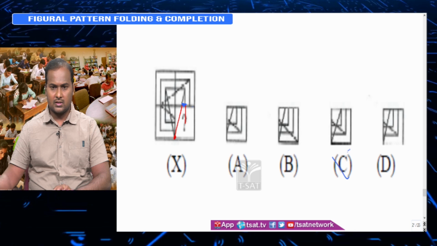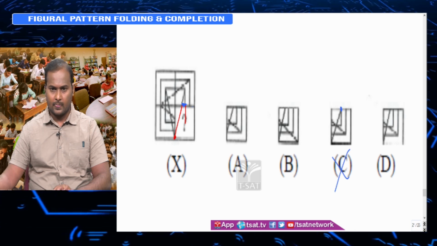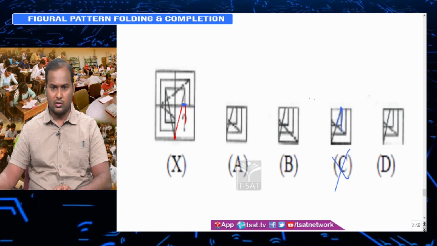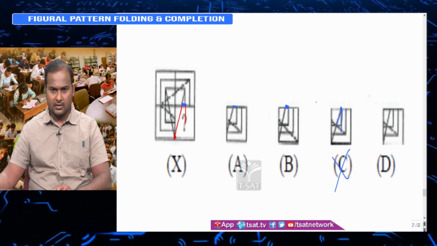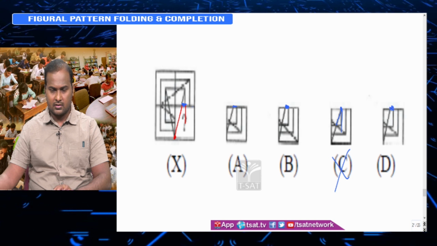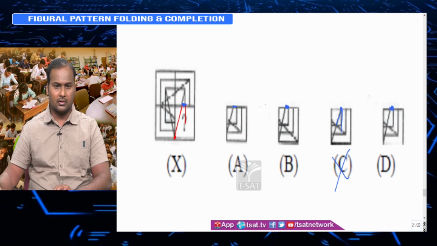The first one is option C, because here there is no gap. Both are starting from here. No, there should be a gap like this. In option A you are having a gap. In option B also you can see a gap here. In option D also you can see a gap here.